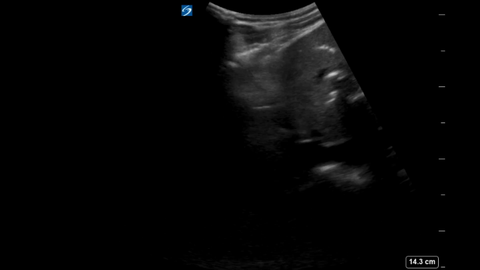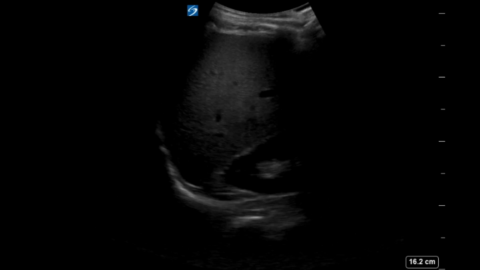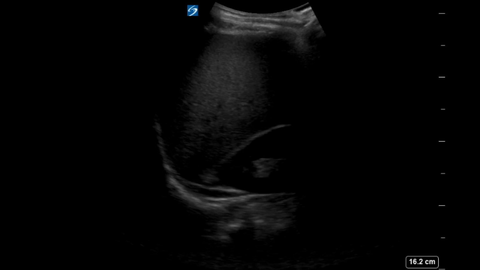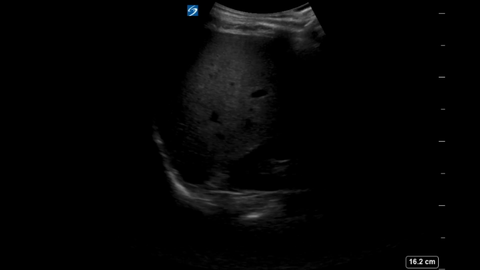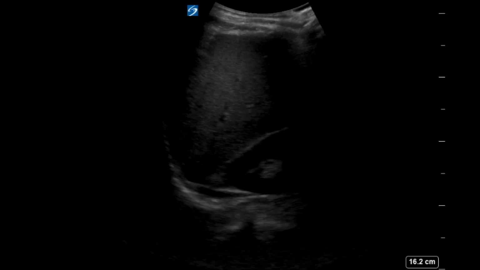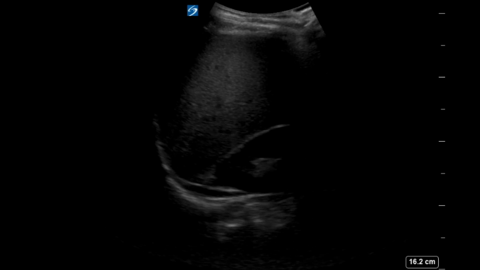So this looks like it's the right upper quadrant. Right upper quadrant view. See anything abnormal here? Taking a look at the liver, looking at the kidney here. This looks to be normal. Yep, Morrison pouch. So we're kind of looking for free fluid, any kind of incidental findings in that area.